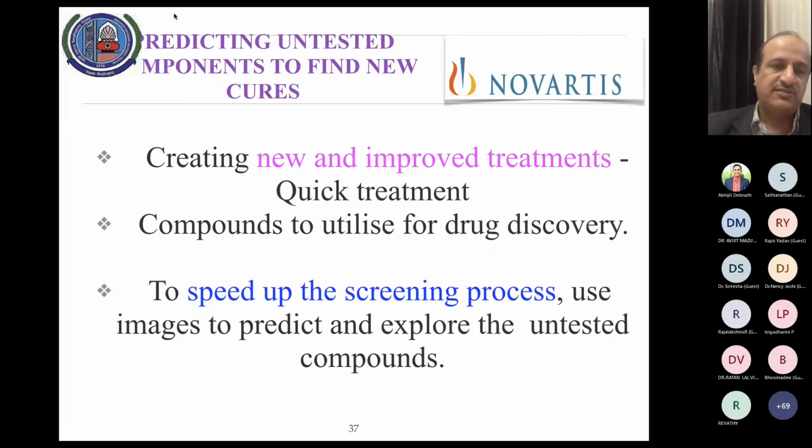Novartis is working on creating new and improved treatments using compounds that can be used for drug discovery. So screening any drug can be sped up by the mechanism of this AI, and we can explore the functions or advantages of untested compounds.